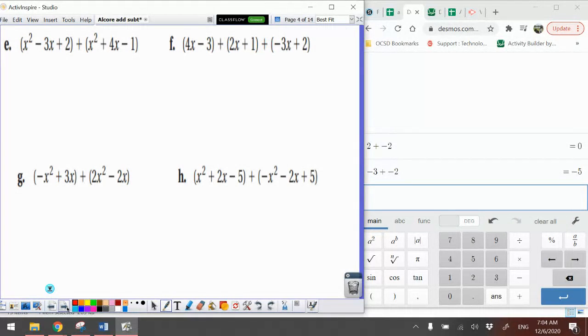Okay, let's go ahead and do some more of these. Go ahead and hit pause and put your terms together. Decide how you want to do it. Let's make sure that we're good on these before we move on.